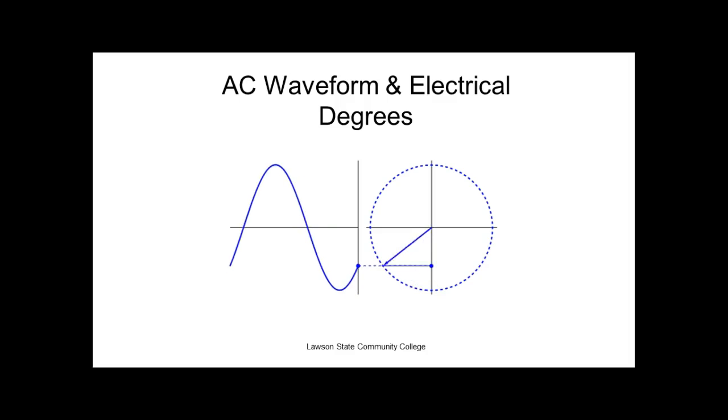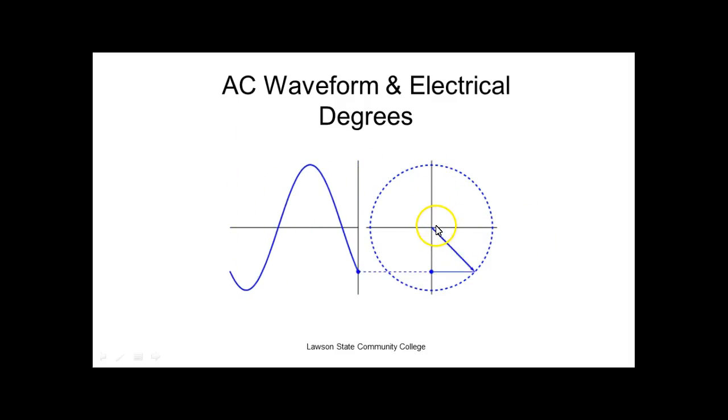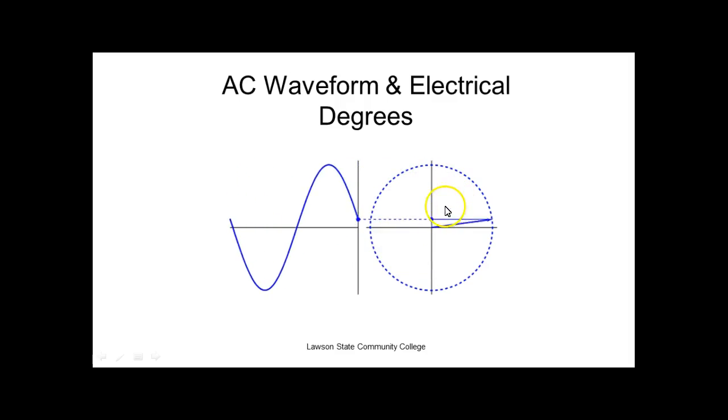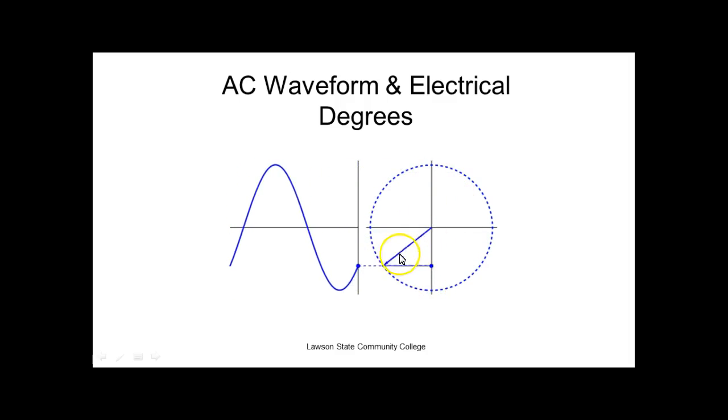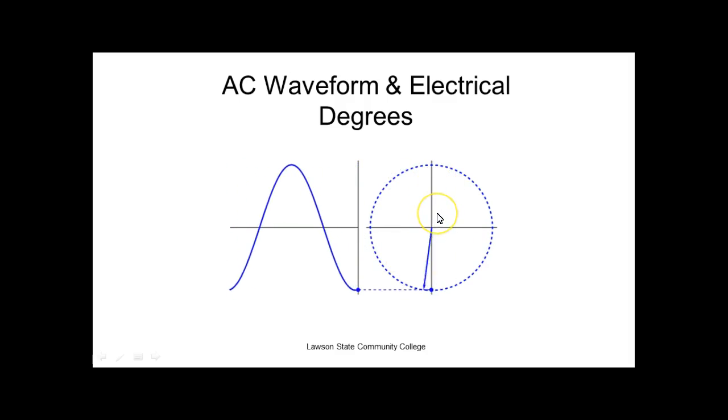This is a real neat animated GIF. So you can see as it moves around. And what we're doing is we're dropping a vertical. So notice this line right here. Y'all see that? And notice we're always forming a right triangle. Can y'all see that? Y'all know what a right triangle is?